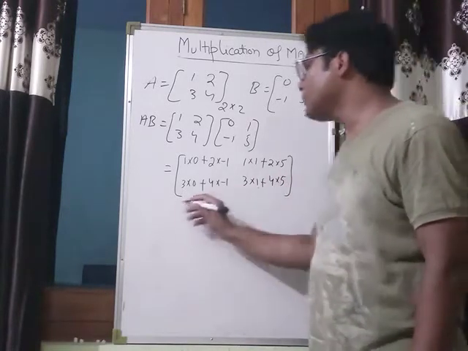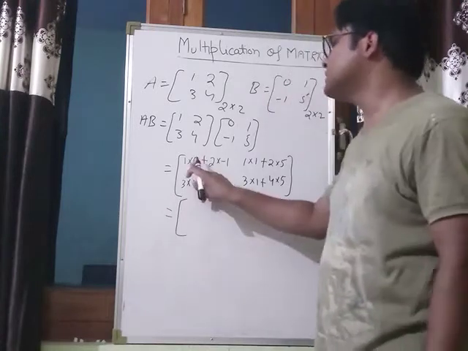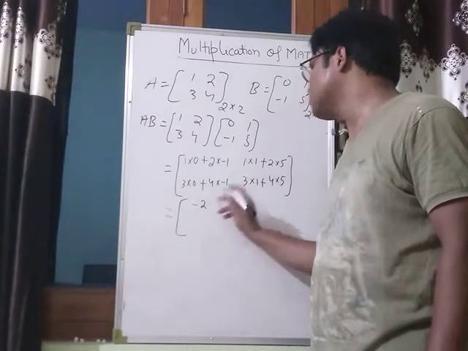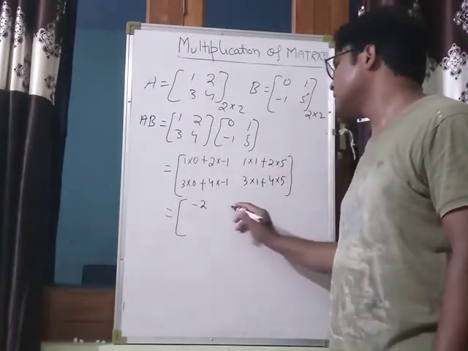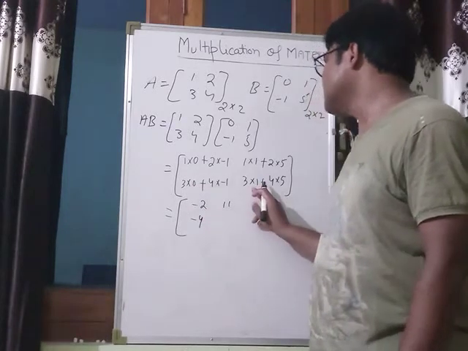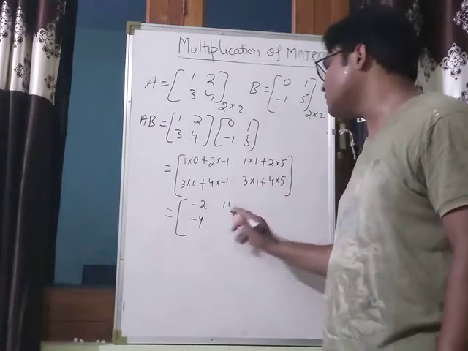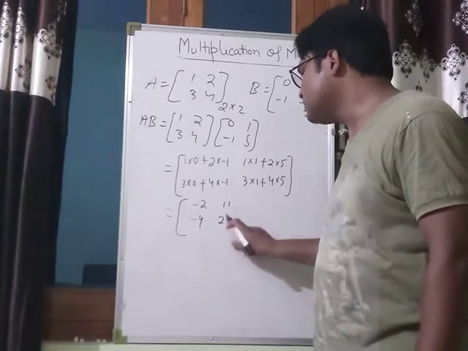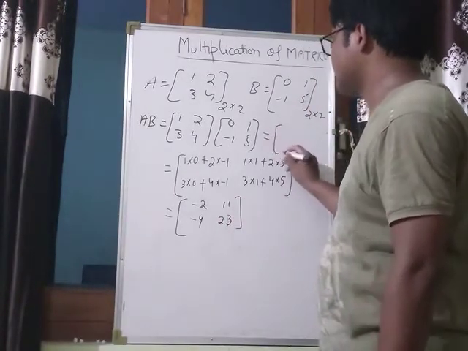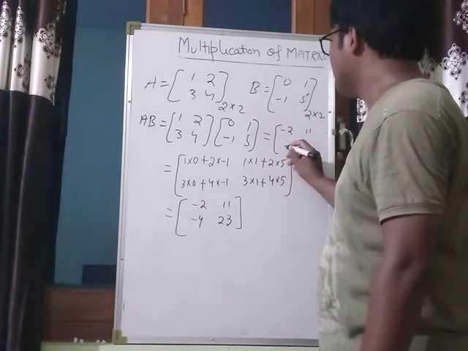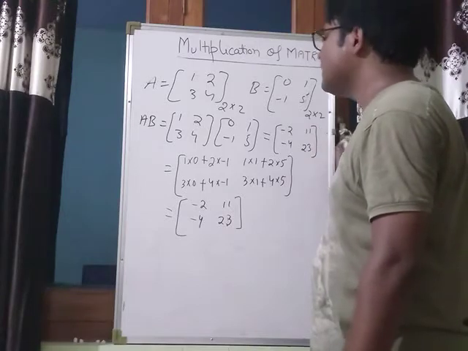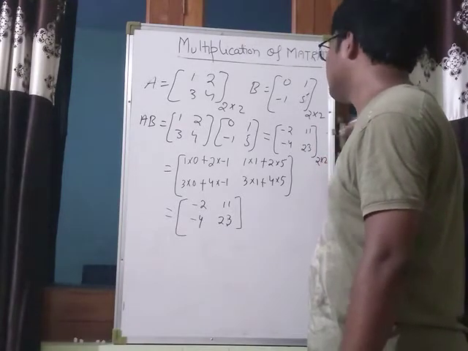Okay, so what we have is equal to, see, this is 0 and this is minus 2. Clearly this will be minus 2. This is 1, this is 10, that is 11. This is 0, this is minus 4, and 3 into 1 plus 4 into 5 is 20, that is 23. So AB is, sorry, minus 2, 11, minus 4, 23. This is also of order 2 by 2.